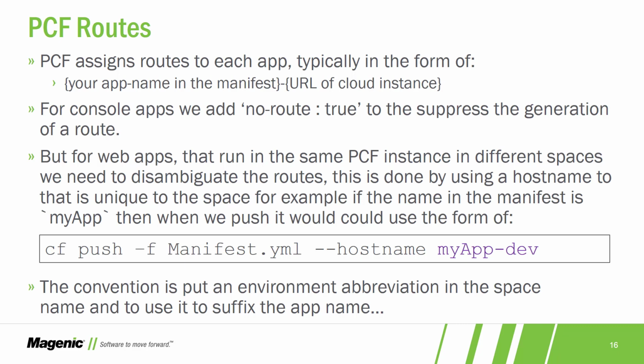suffix on the environment. So in my example, I am CF pushing my manifest file, and I'm saying that the host name that I want is myapp-dev. And so what I'll end up with is myapp-dev.url of cloud instance. And then if my app is in integration, then I might have myapp-int. If my app is in QA, I might have myapp-QA, -stage, whatever. And then generally you reserve the non-hyphenated version for production.